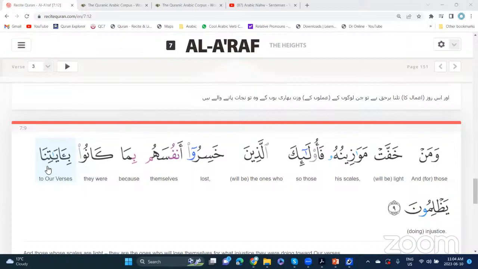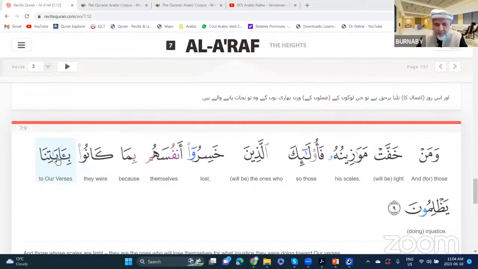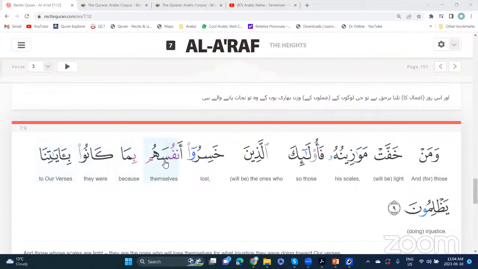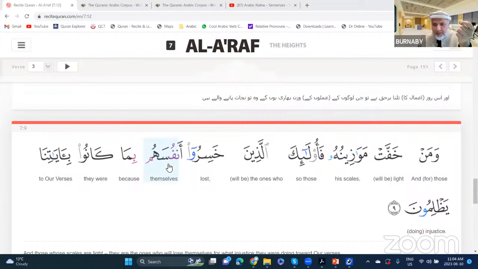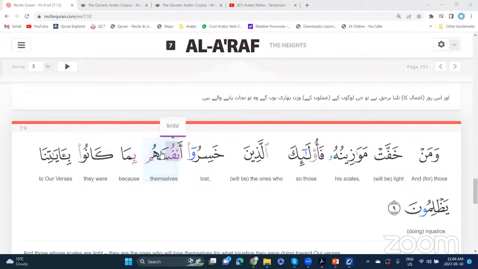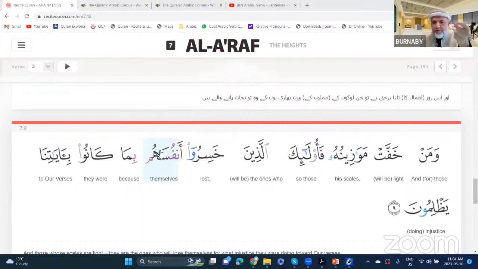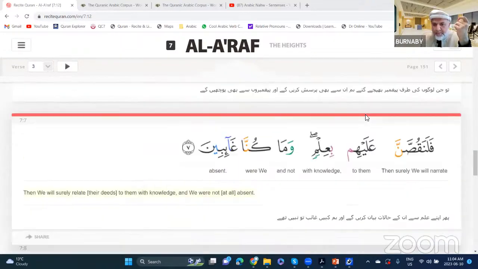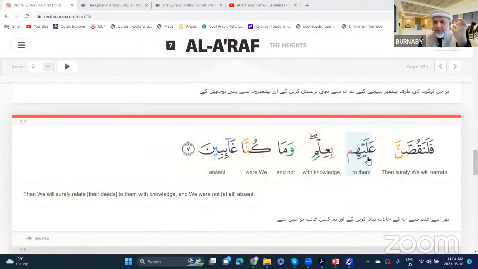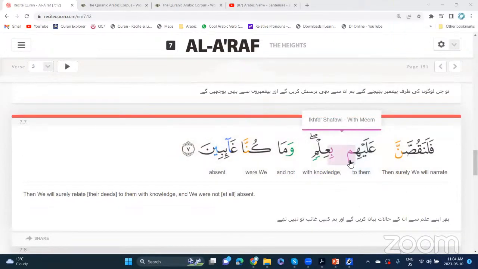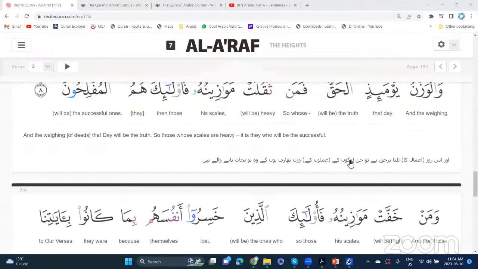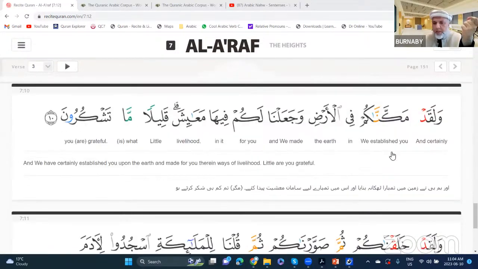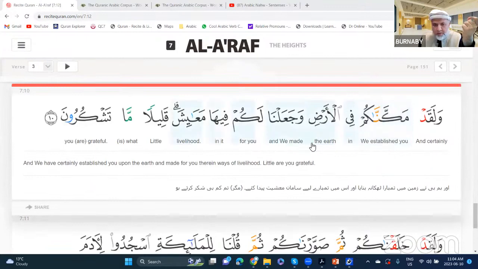Okay. So over here, it is used with a verb. Over here, it's used with the noun. Anfus is a jama of nafs. Yes? Okay. So over here, anfusahum is mudaf, mudafun ilayh. Over here, ilayhim is murakkab jari, harf jar and ism majrur. Making sense? Yeah.